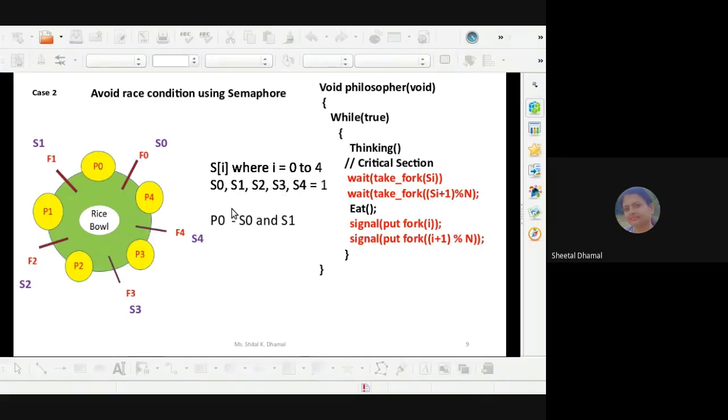So on the left hand side of P0 the S0 fork is there, and on the right hand side of P0 the S1 fork is there. So P0 requires the forks S0 and S1. P1 requires the forks S1 and S2. P2 requires the forks S2 and S3, P3 requires the forks S3 and S4, and P4 requires the forks S4 and S0 respectively.